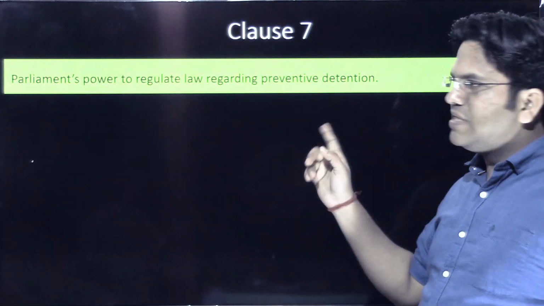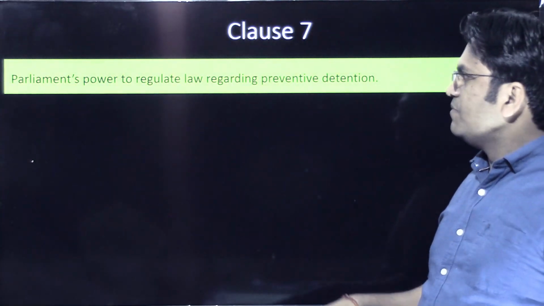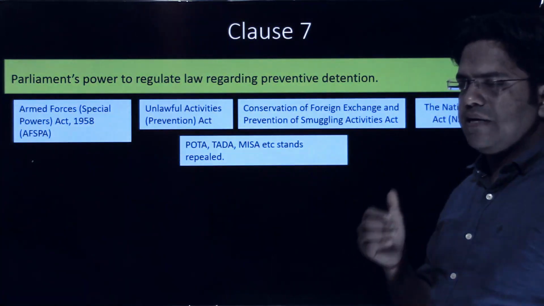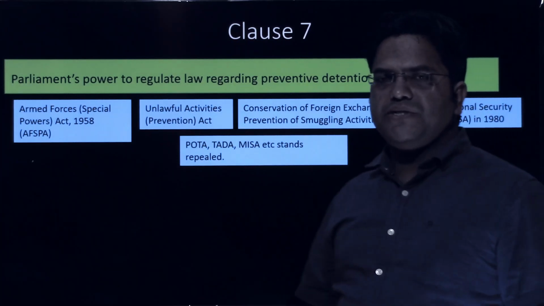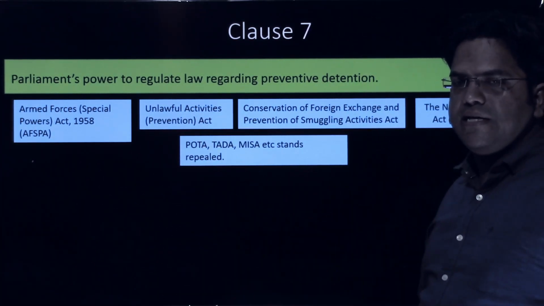Let us move to the next slide and see what clause 7 deals with. Clause 7 deals with parliamentary power to regulate these preventive detention laws, and in pursuance of this very power you will have many laws that Parliament has come up with since independence. I have not mentioned all the preventive detention acts, but there are certain notable acts on this slide that I have noted down.